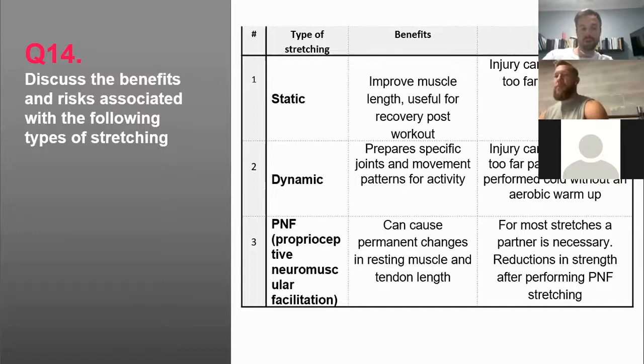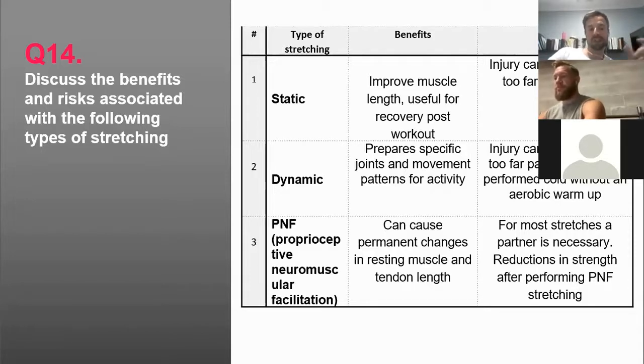You're just holding a stretch for a determined period of time, right? In an attempt to lengthen the muscle, lengthen the tendons, etc. Some of the benefits, obviously, of static stretching is you can hold a position for long periods of time, so you can really get into a stretch and improve muscle length. Also, static stretching is very useful for recovery after a workout. So we typically do static stretching after a workout.